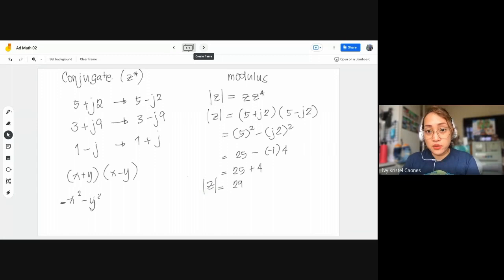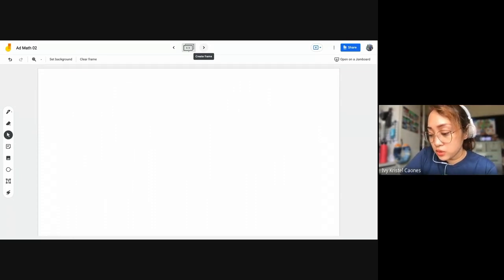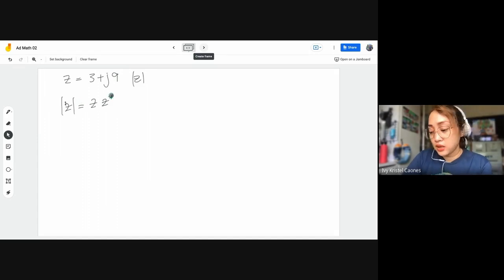That is the absolute value of the complex number. Okay, another one, find the modulus. Z is equal to 3 plus j9. Find its absolute value. So that means first step, our absolute value of Z will be Z times Z asterisk, and Z asterisk is the conjugate. So that is 3 plus j9 times 3 minus j9.